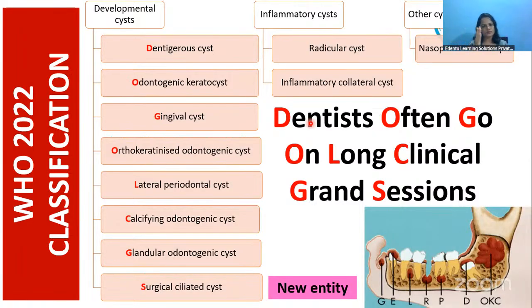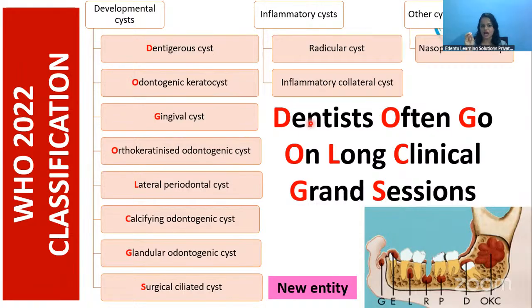It is not classified into developmental, inflammatory, and other cysts as before, but we can put the odontogenic cysts in these three categories: developmental cyst, inflammatory cyst, and other cyst. The developmental odontogenic cysts include the dentigerous cyst, OKC, gingival cyst, OOC, lateral periodontal cyst, calcifying odontogenic cyst, glandular odontogenic cyst, and the surgical ciliated cyst.